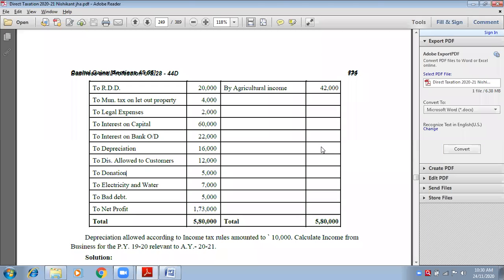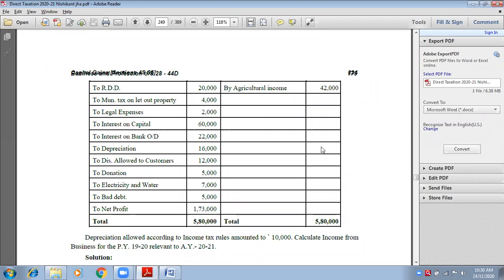Next, electricity and water. Will it be disallowed? No, because it is related to business. Therefore, keep it as it is. Bad debts. Will it be disallowed?